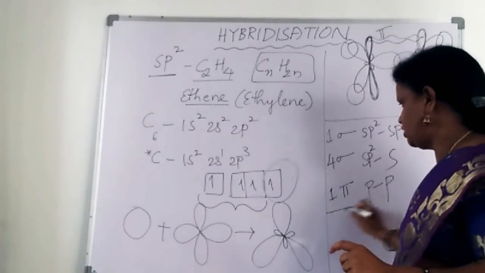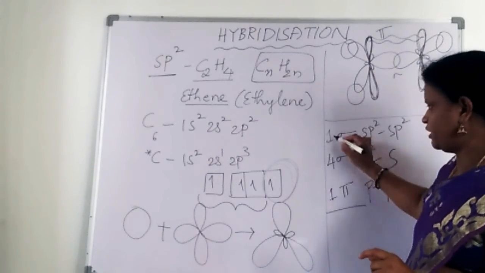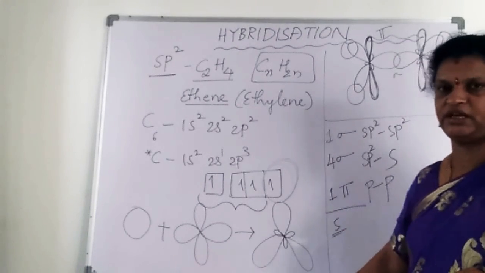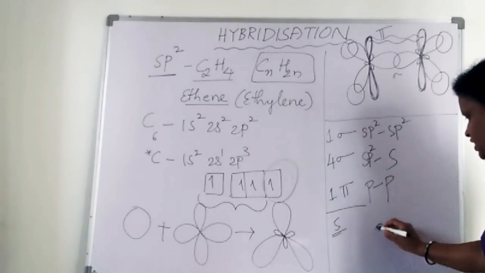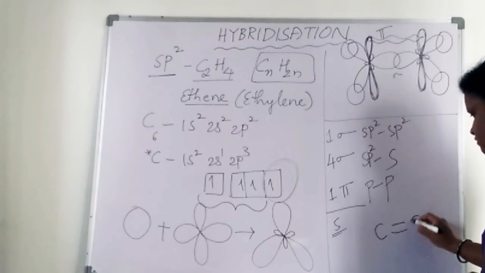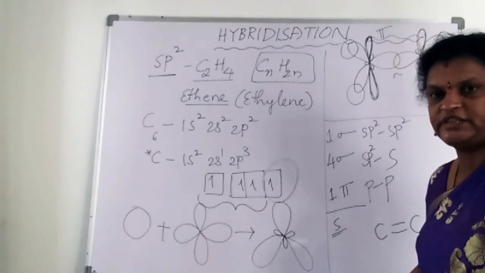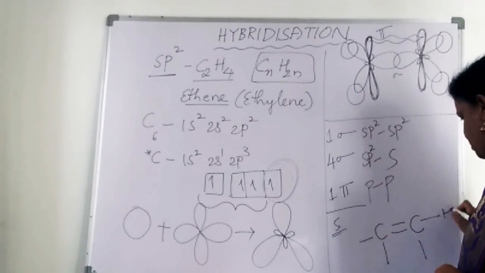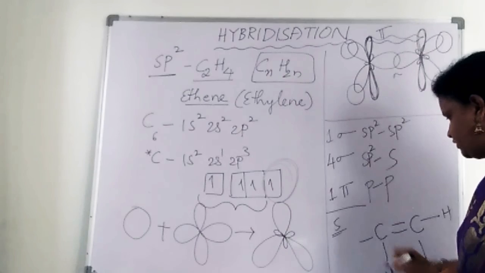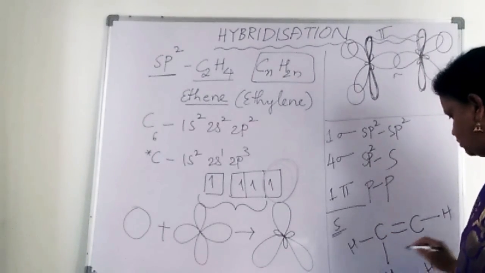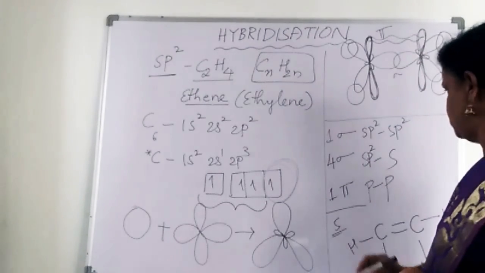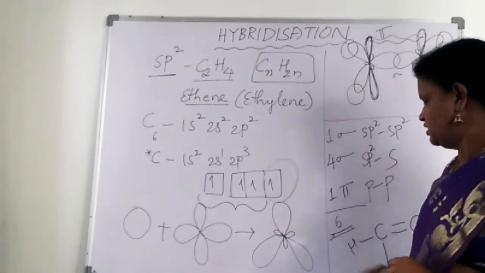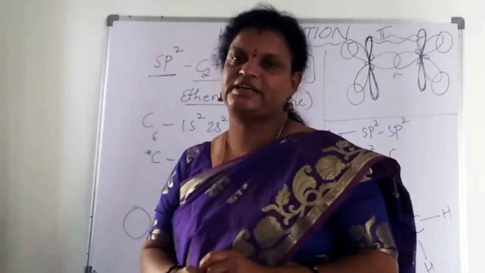So altogether how many bonds are we getting? 4 plus 1, 5 plus 1, 6 bonds. Once you check whether 6 bonds are there or not, just by seeing the structure, carbon to carbon, one double bond, one sigma and one pi, and carbon to hydrogen again, sigma bonds are there. Now once we count the number of bonds, 1, 2, 3, 4, 5, 6. So here also 6. 4 plus 1 is 5 plus 1. In total here we got 6 bonds.